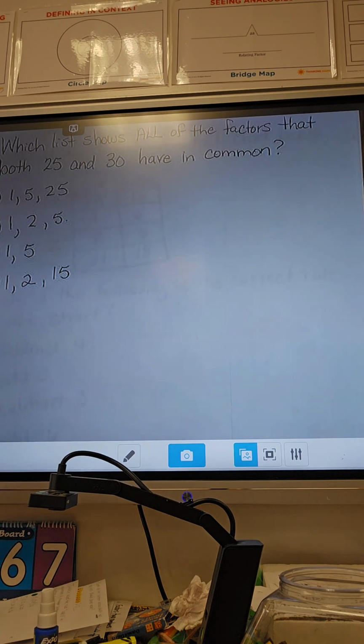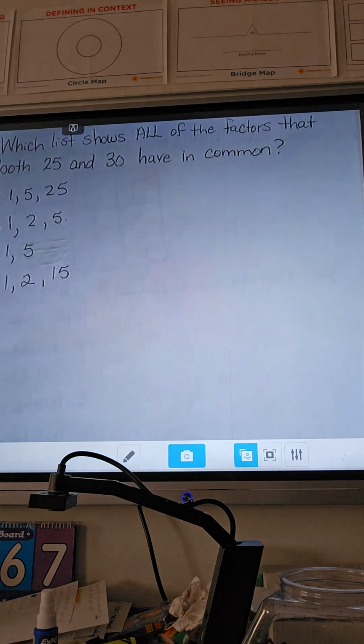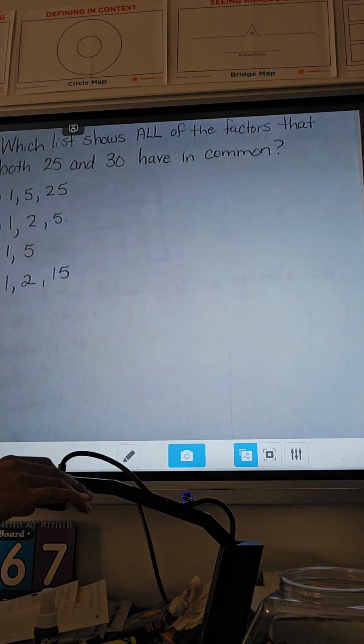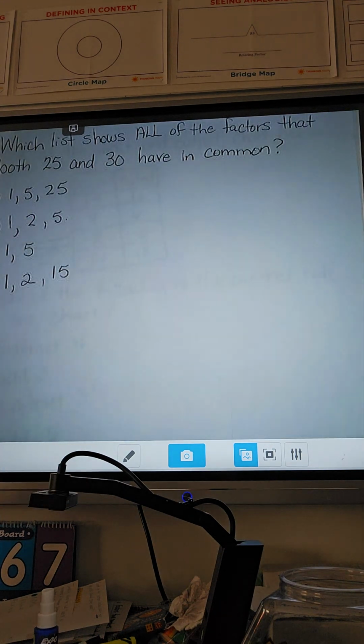Okay, the next question. I hope you can see this. Let me turn the light off. Hopefully you can see. All right, hopefully that's a little bit better.